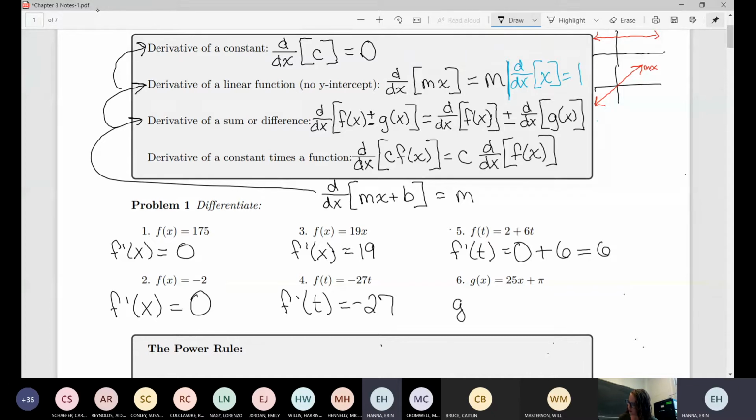Now this last one might have tripped up some of you. For the derivative of 25x plus pi, we have to take the derivative of each piece and add them together. The derivative of 25x is just 25. The derivative of pi is a number. There's no variable attached to it, so its derivative is 0 because pi is a constant. So the answer there is just 25.